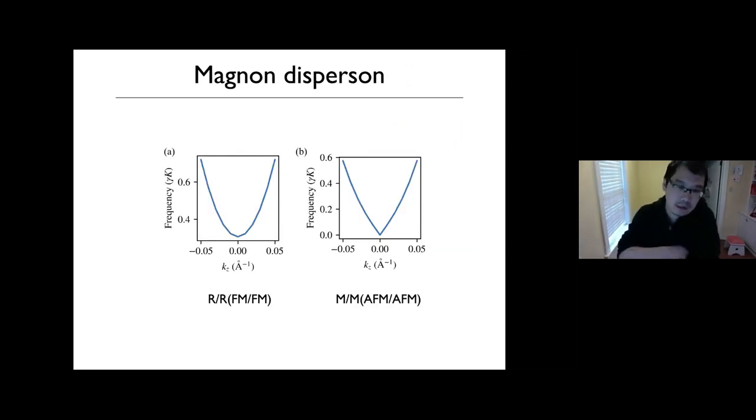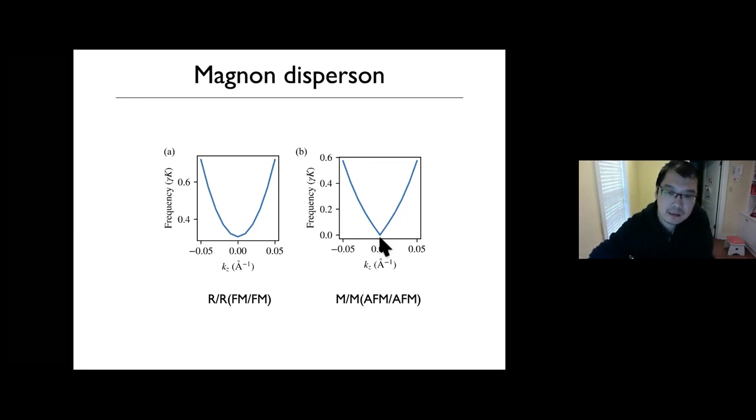So here are two examples of the magnon dispersion, and all the parameters are extracted for chromium triiodide. For this rhombohedral-to-rhombohedral domain wall, along the domain wall direction you have this very nice almost parabolic dispersion. But for the monoclinic-to-monoclinic stacking, you can see that we have this Dirac-like dispersion, which is expected for an antiferromagnet. And at k equals zero, it's exactly zero. That's the Goldstone mode we were talking about.